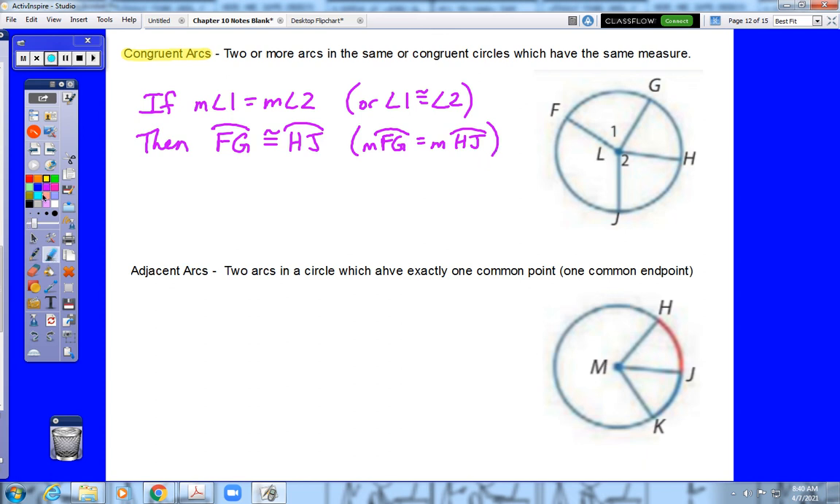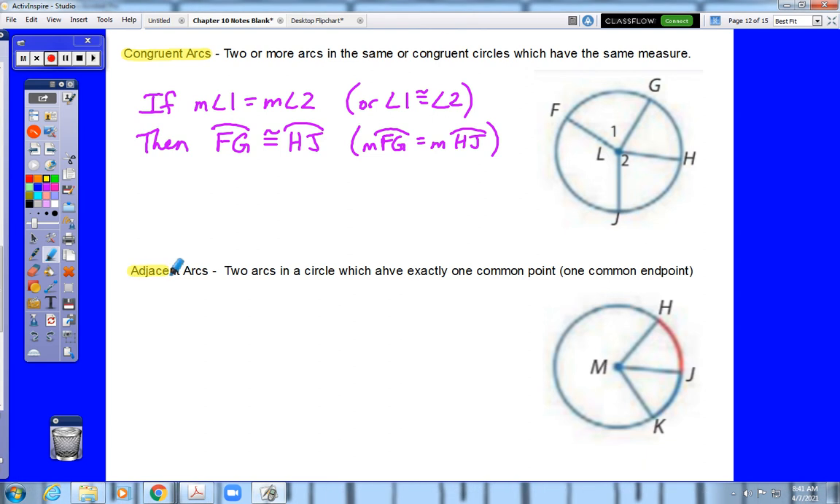Then we have adjacent arcs. What does the word adjacent mean? Next to. Very good. So two arcs in a circle which have exactly one common endpoint. They share one common endpoint. So if we're looking at that picture, we could state that arc HJ and arc JK are adjacent arcs because they share a common endpoint, point J.